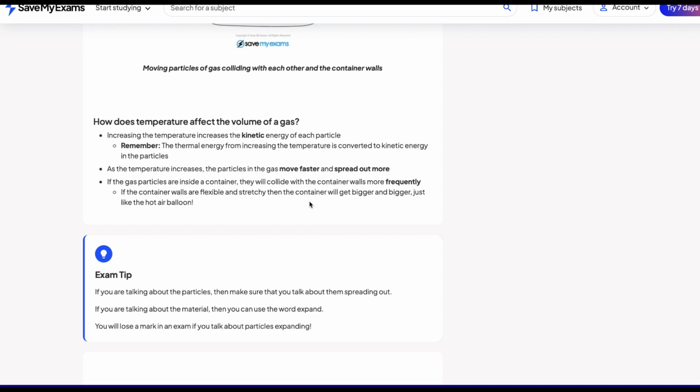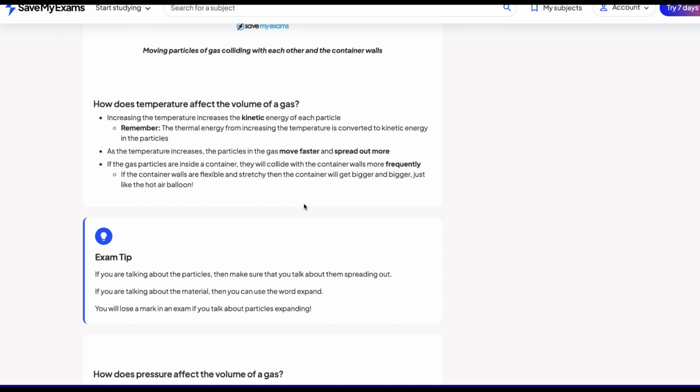How does the temperature affect the volume of the gas? Increasing the temperature increases the kinetic energy of the particles, right? The thermal energy from the increasing temperature is converted to kinetic energy in the particles. How does kinetic energy increase? Because the thermal energy from the heat is converted to kinetic energy. Now, as the temperature increases, the particles in the gas move very fast and they spread out. They move faster. Speed increases.